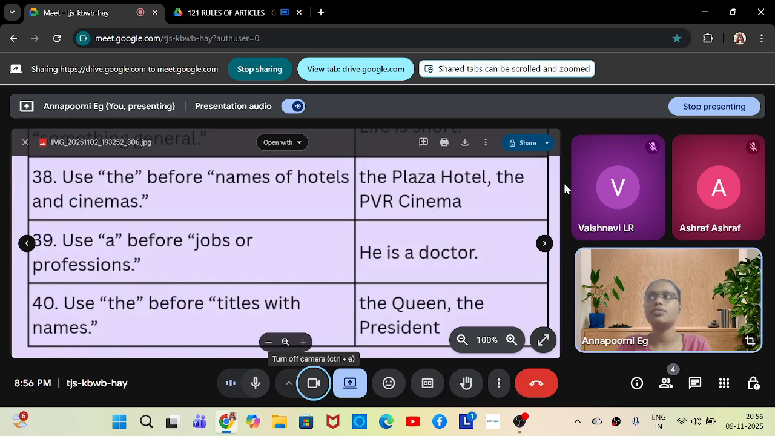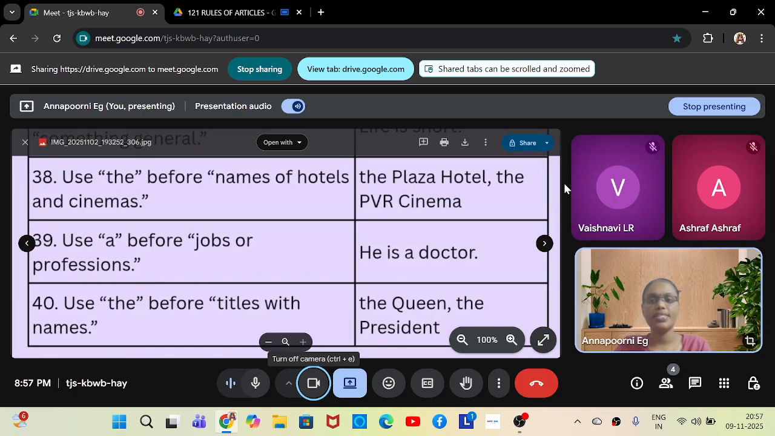Okay, next question is who is the Prime Minister of India? Yes, Vaishnavi? Narendra Modi is the Prime Minister of India. Very good. That's it. Narendra Modi is the Prime Minister of India.